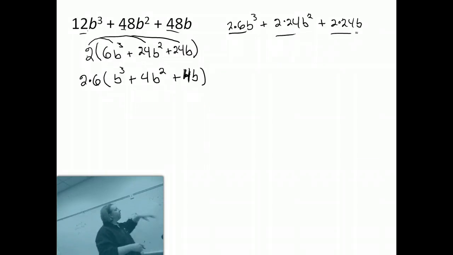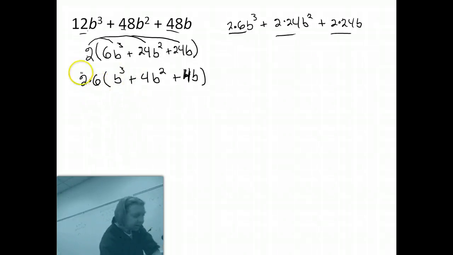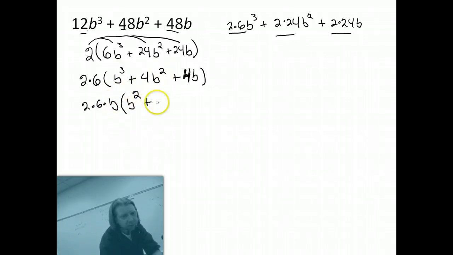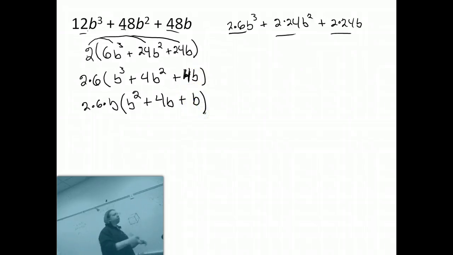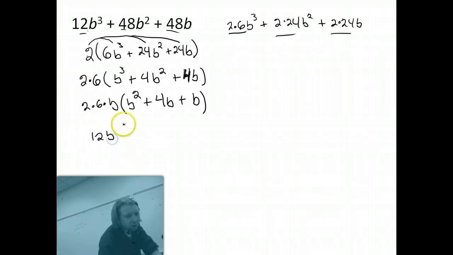Now, Lacey also pointed out, hey, there's a b in all three of those terms, right? So let's pull that out. So now on the outside, I've got 2 times 6 times b. B to the third divided by b leaves b squared. 4b squared divided by b leaves 4b. And 4b divided by b leaves b. If I distribute 2, 6, and b over that trinomial, I'll be right back where I started. The greatest common factor of those three terms was 12b.